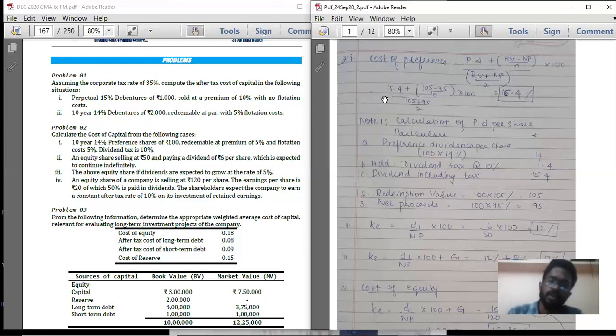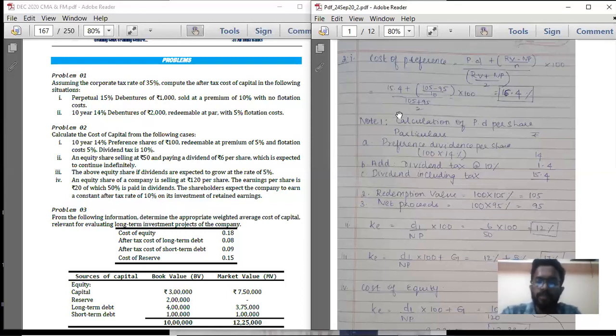So below that, come to the formula. Solution: Kp is equal to 15.4 plus (105 minus 95 divided by 10), whole divided by (105 plus 95 divided by 2), into 100. If you calculate it, you will get 16.4%.